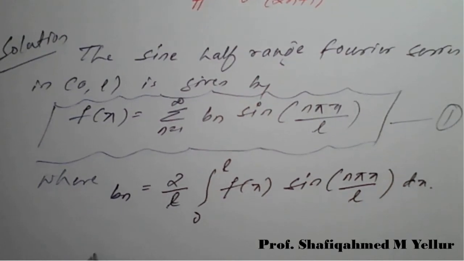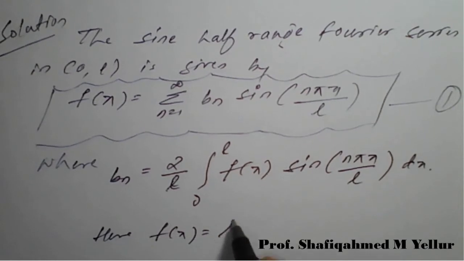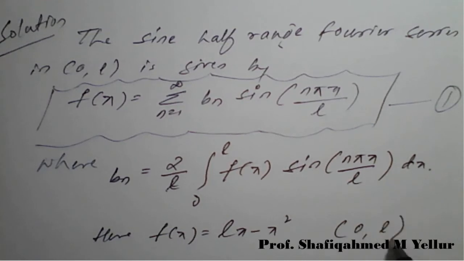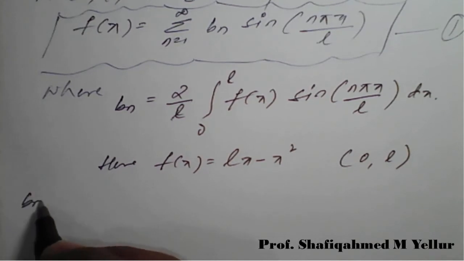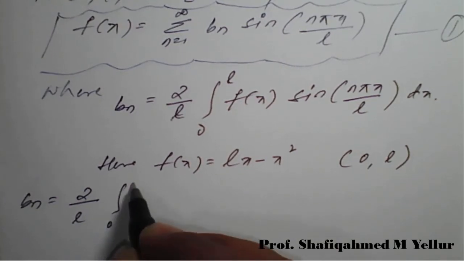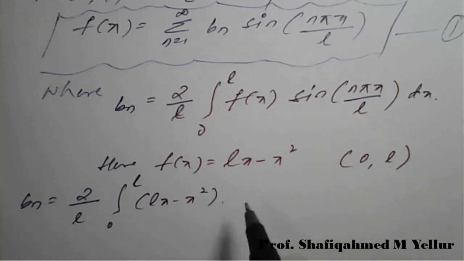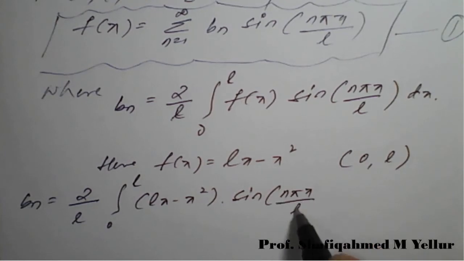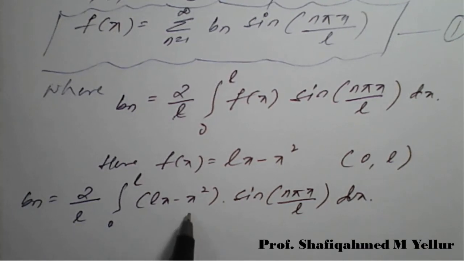Therefore, we'll use our f of x. So here f of x according to the question is lx minus x square in the interval 0 comma L. So we'll use this and we'll find the Bn value. So therefore Bn is equal to 2 upon L, 0 to L, f of x value is lx minus x square into sine of n pi x upon L into dx. So this is the value of our f of x we have applied.